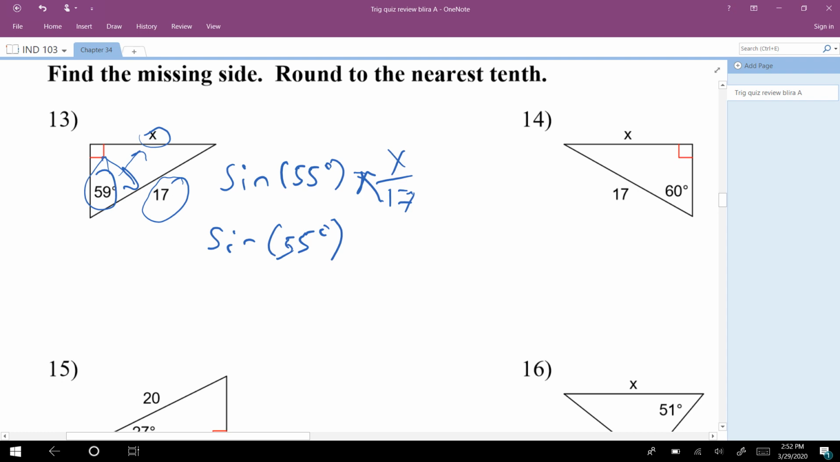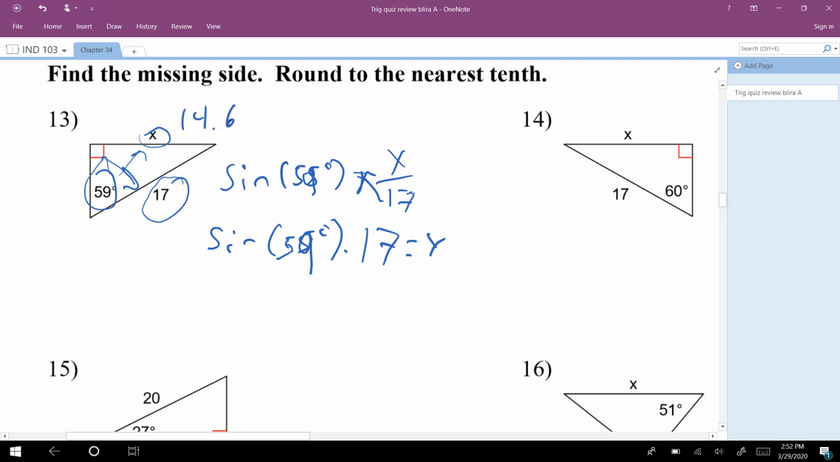Okay. Hey, how about 59? See, it's like we're just in class. You know, I just randomly pull out numbers. All right, sine of 59 times 17 is going to equal x. So if I do sine of 59, close my parenthesis, times 17, I find x to be 14.6.